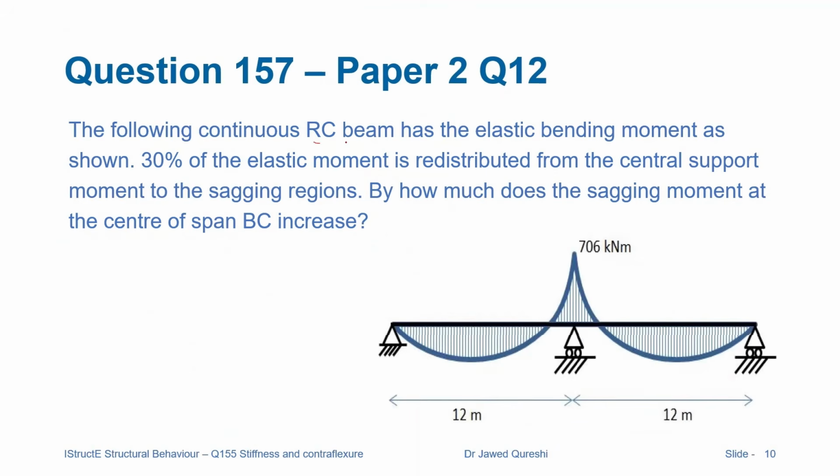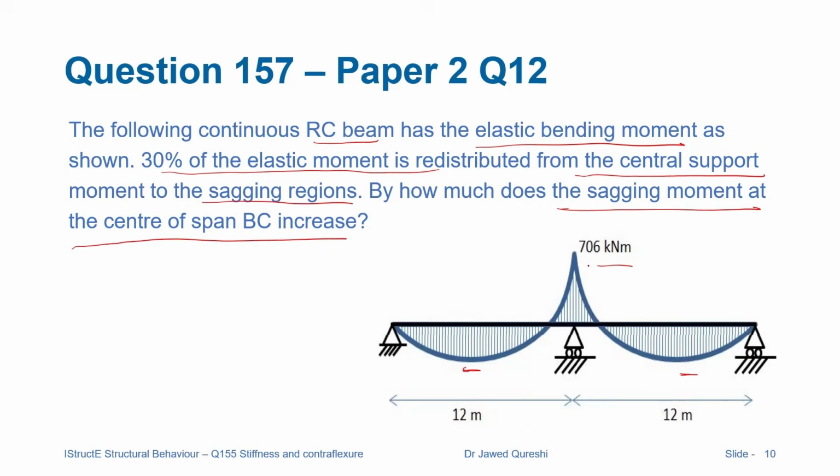We have a reinforced concrete beam, with elastic bending moment as shown here, and 30% of the elastic moment is redistributed from the central support to the sagging regions, and these are the sagging regions. By how much does the moment at the center of the span increase? Redistribution means that 30% is redistributed on both sides, so 0.15, 15% on each side.